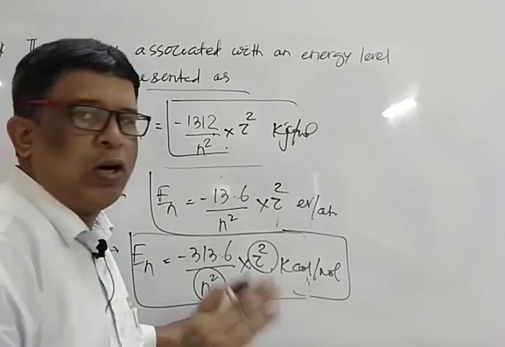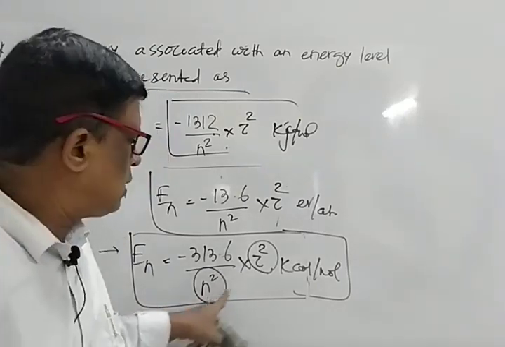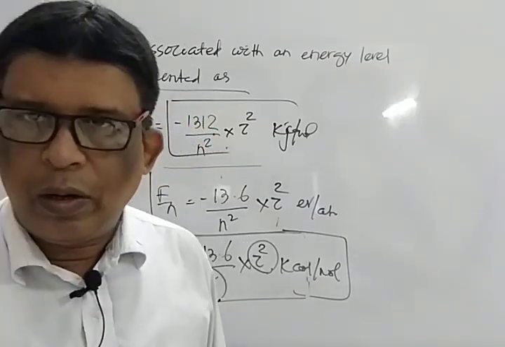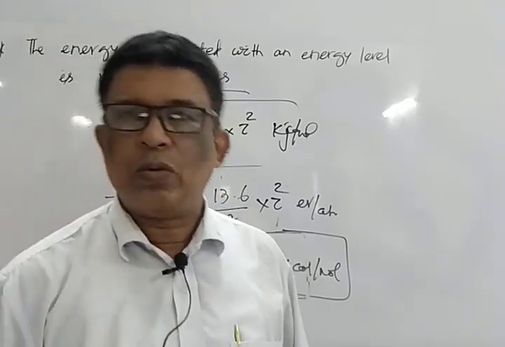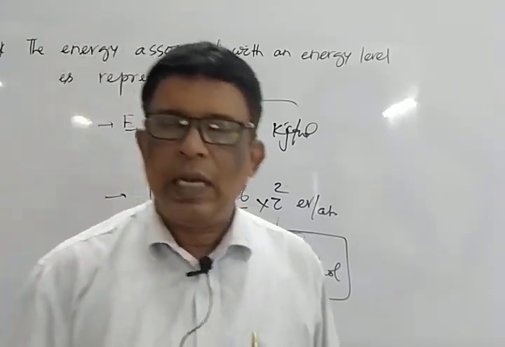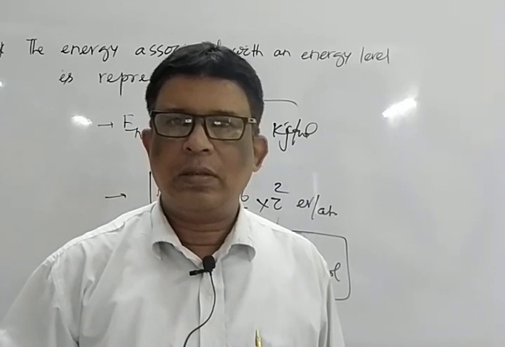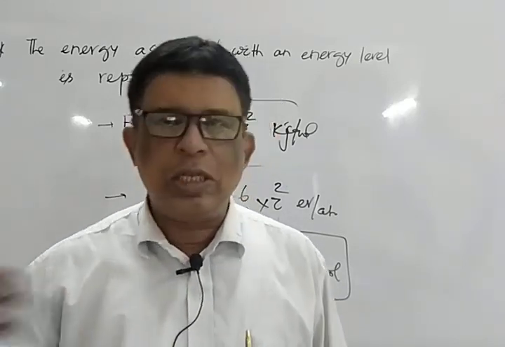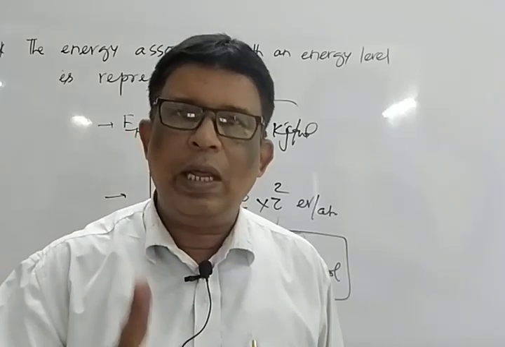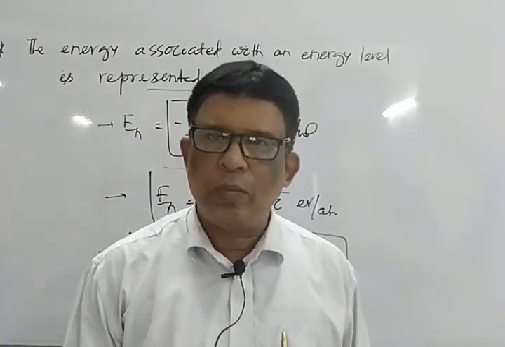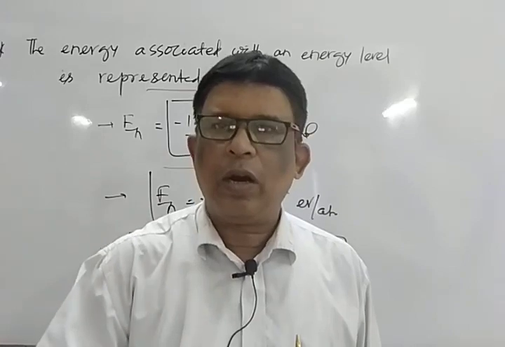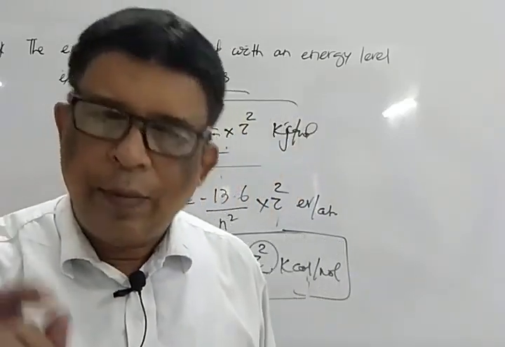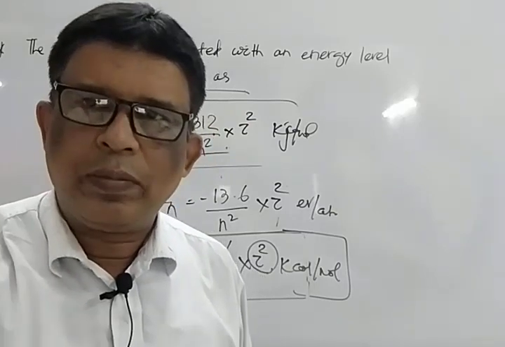N represents the number of shells: first shell, second shell, third shell, while Z represents the atomic number. So for hydrogen-like species, what do we mean by hydrogen-like species? That is He+, Li2+, Be3+, all systems which contain only one electron. That means Bohr's model is applicable for the hydrogen atom or hydrogen-like species having only one electron.